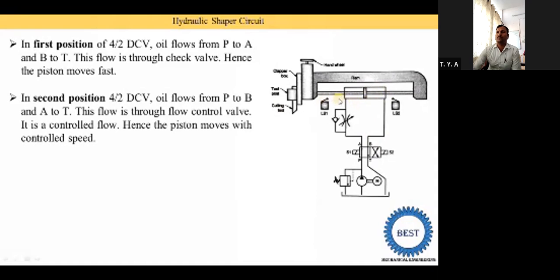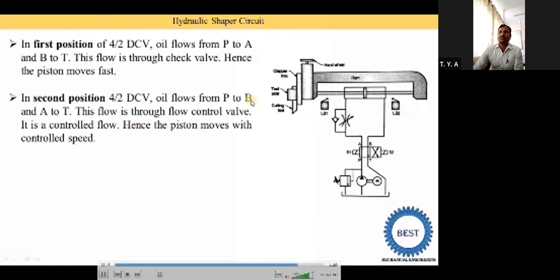Oil returning from the left side of the piston has two options, the check valve and the flow control, and we know that it is a meter out circuit for retraction. So this is the outlet for the retraction stroke. Here it is written that this flow is through the flow control valve, and it is the controlled flow. In a flow control we reduce the flow rate. That's why we are able to reduce the speed during the forward stroke. Hence the piston moves with controlled speed. During the retraction the piston is moving forward, so it is the working stroke, and during the idle stroke the cylinder is going on the extension stroke.